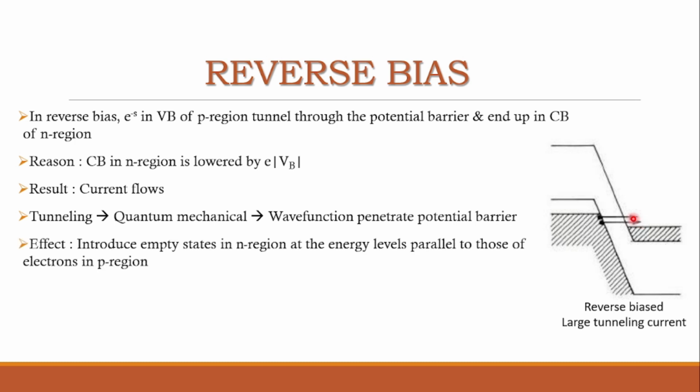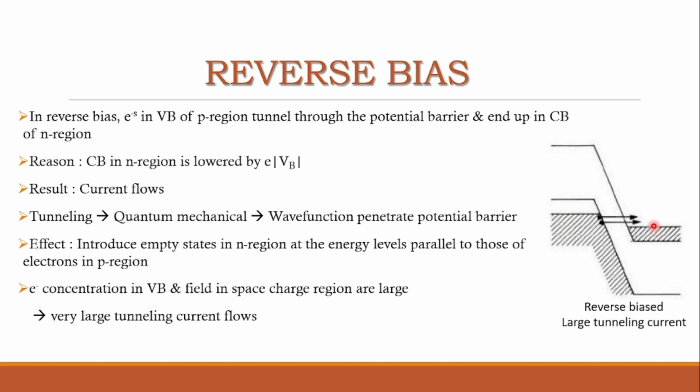So finally, the effect of reverse bias is to introduce empty states in the N region at the energy levels parallel to those of electrons in the P region. And because of heavy doping, the concentration of electrons in the valence band is large and the field in the space charge region is also large. Therefore, we can observe that a very large tunneling current is going to flow. And whenever we observe a very large tunneling current, we say that the device cannot support reverse bias.